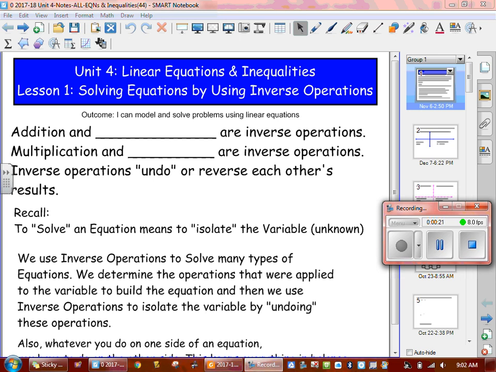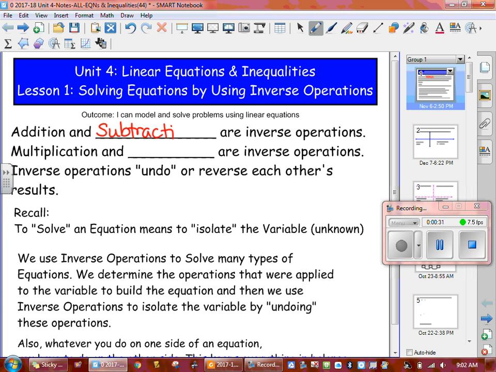So, what is the opposite of addition? Anybody have a good idea here? Subtraction. Perfect. So, addition and subtraction are inverse. What's another word for inverse? Opposite. Perfect. So let's write opposite, just in case we forget sometime and you're reading your notes later. So they are opposite operations.